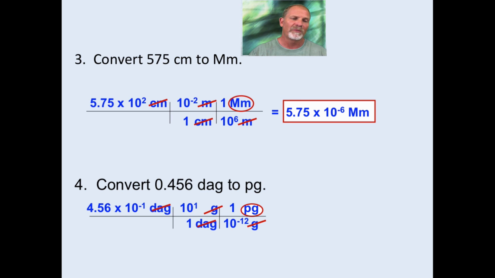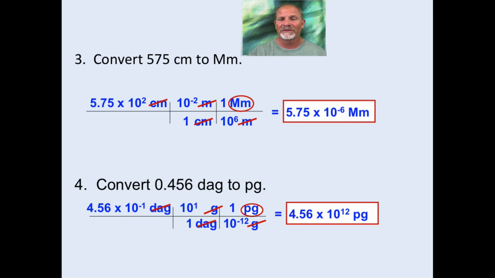So I know my 4.56 times 1 times 1 divided by 1 is still 4.56. So let's focus on the exponents. I have 10 to the negative 1 times 10 to the first. So I'm going to add them. Negative 1 plus 1 is 0. Now I'm going to divide by 10 to the negative 12, so I'm going to subtract them. So 0 minus a negative 12 is like adding a positive 12. So it's 4.56 times 10 to the 12, and the new units are now picograms.